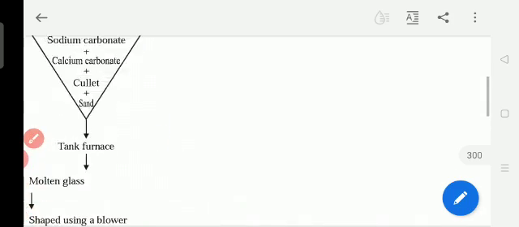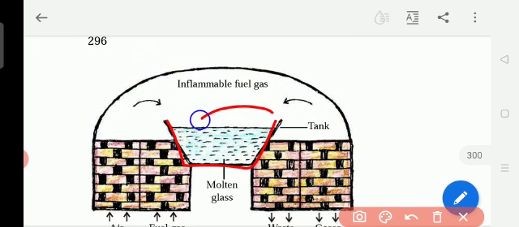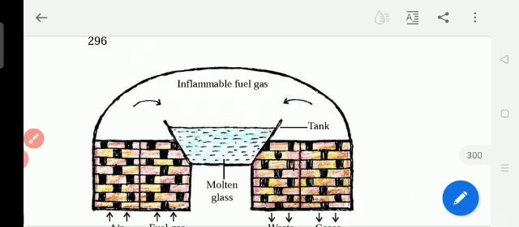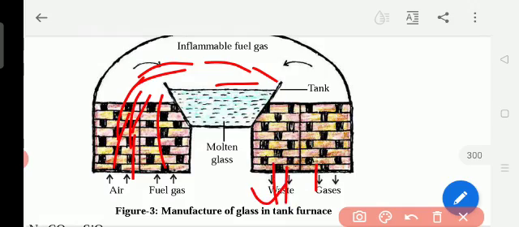Here you see, this is the blast furnace. In this everything is mixed, and after heating we get the molten glass. Through this we are sending hot air. Because of it, all the gases and waste materials come outside.